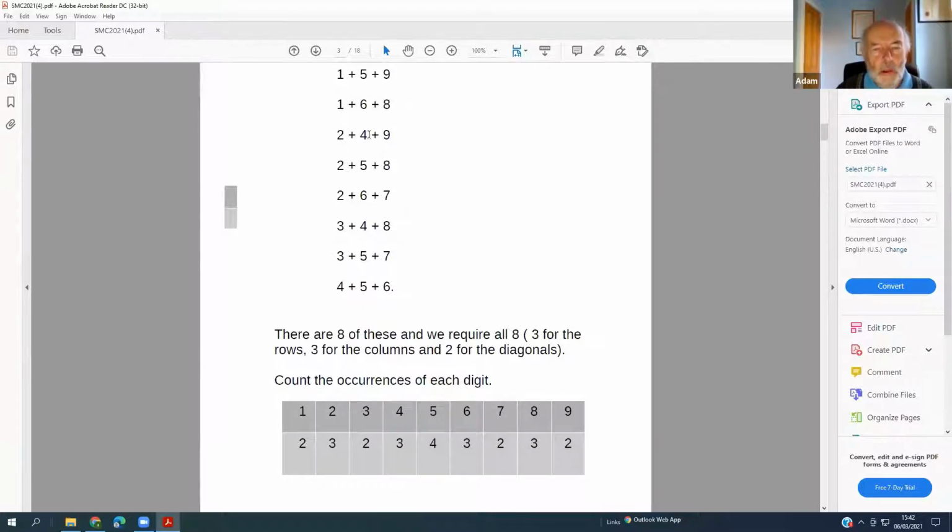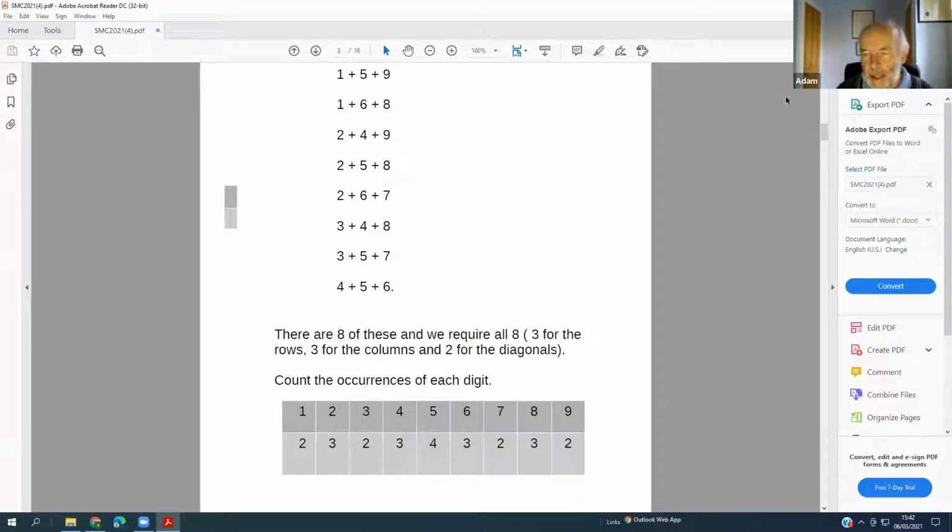The number 4 appears once up there, once there, once there, 3 times. The number 5 appears there, there, there, and there, 4 times. And going on in this way, you discover that 6 appears 3 times, 7 appears twice, 8 appears 3 times, and 9 appears twice.